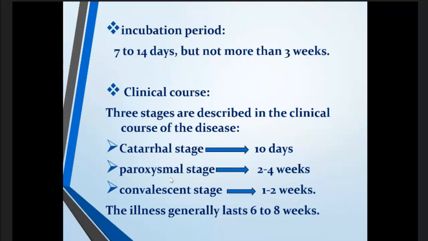Clinically, the course of the disease, as we said, starts with the catarrhal stage, with mild respiratory symptoms for 10 days, followed by the paroxysmal stage of cough from 2 to 4 weeks. Then the convalescent stage from 1 to 2 weeks. So generally it lasts from 6 to 8 weeks.